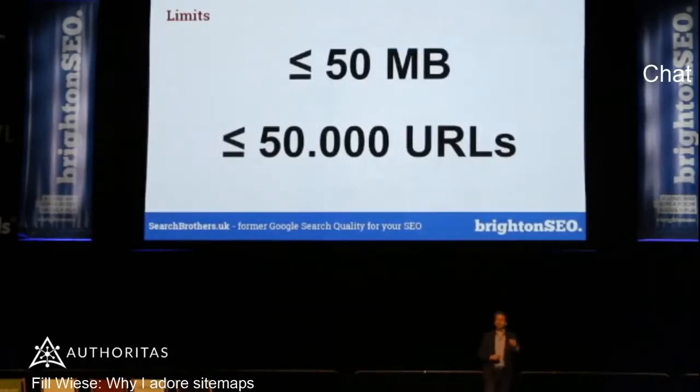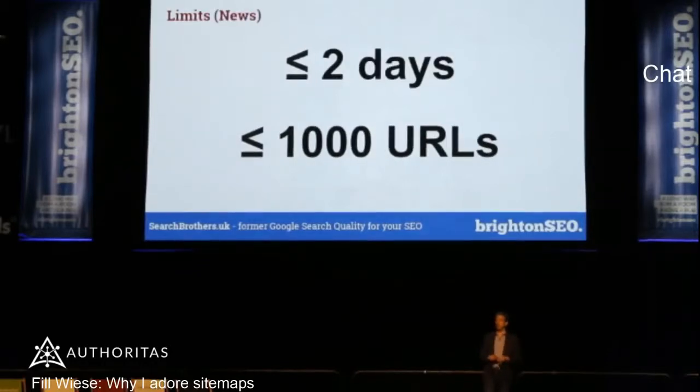There are also limits that we have to keep in mind when we're talking about sitemaps. Sitemaps can only be that big, and we have to split them up in multiple sitemaps at that point. For news, this is actually even a slightly different limit. As you can see, time is actually a major factor for those limits. Any news article that is more than 2 days old should not be in your news sitemap.